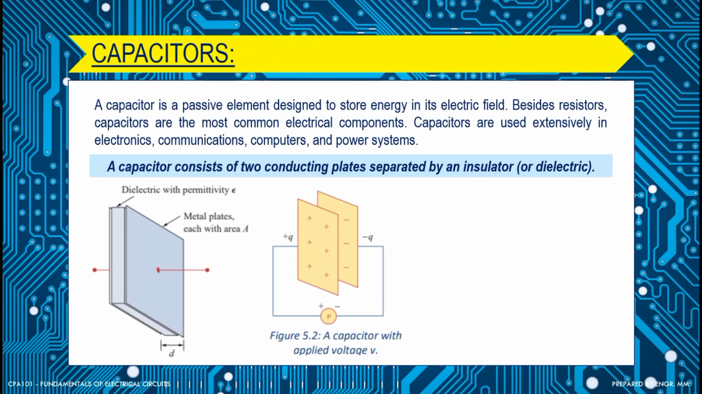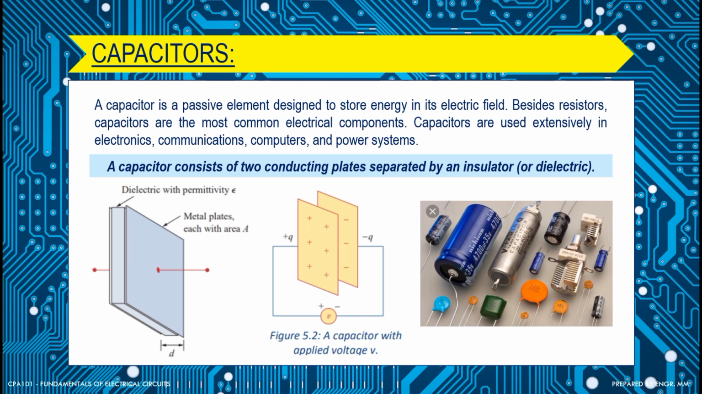So what is a capacitor? It is a passive element designed to store energy in its electric field. Besides resistors, capacitors are the most common electrical components. It is used extensively in electronics, communications, computers, and power systems. Physically, it consists of two conducting plates separated by an insulator, or what we call the dielectric.